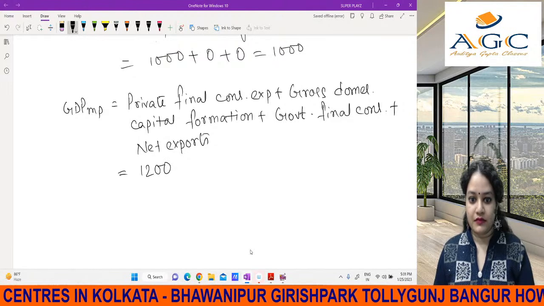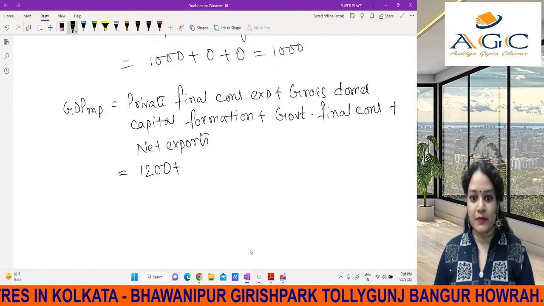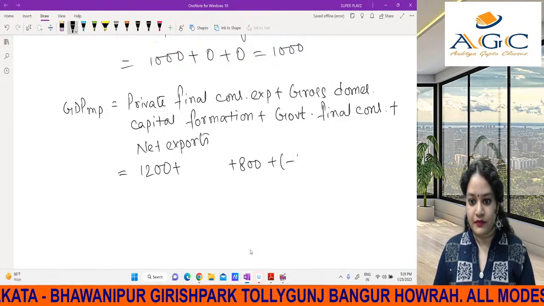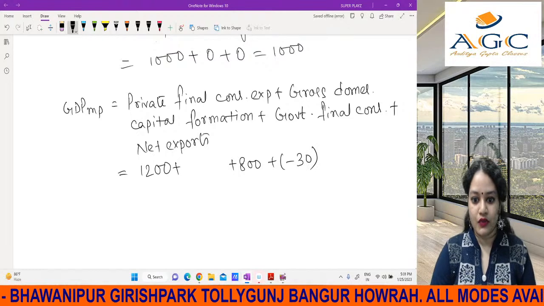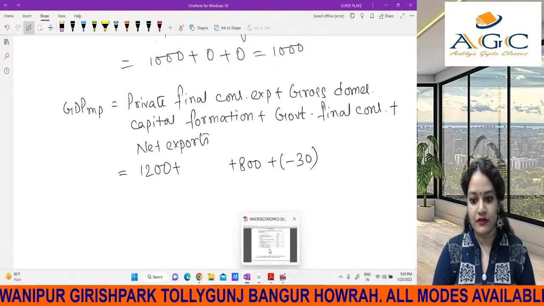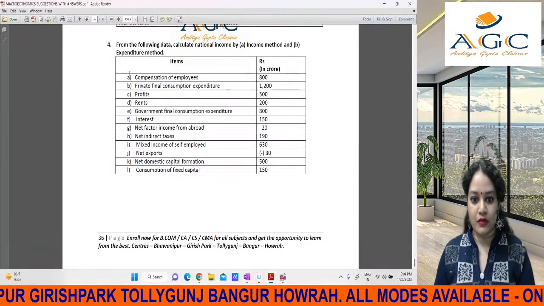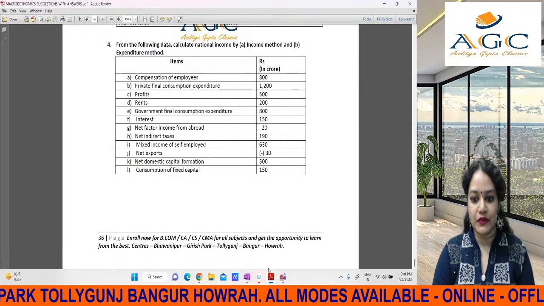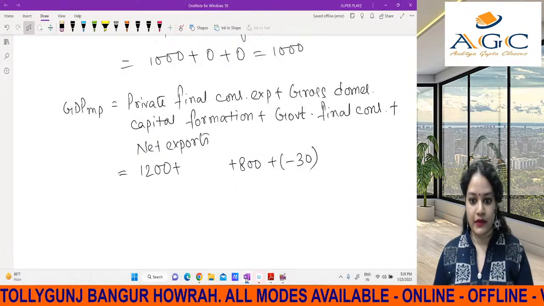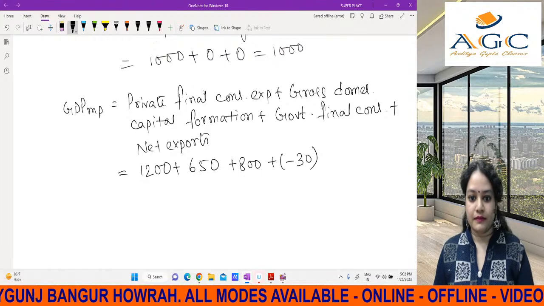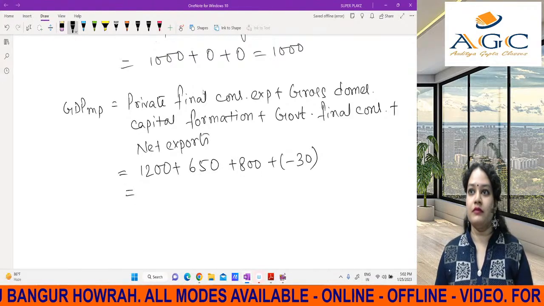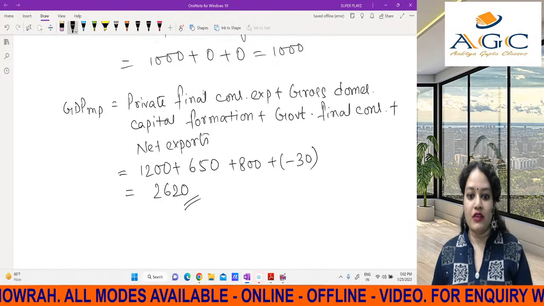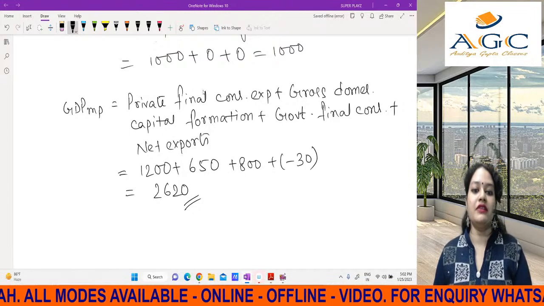1200. I'm just keeping some space for the gross one. Minus 30. Okay. So for gross domestic capital formation, we don't have the value together. So net domestic capital formation is 500 plus 150, so the total value of gross domestic capital formation would be 650. Right? Okay. Give me the total value. 2620. Okay, so the value for GDPMP would be 2620.